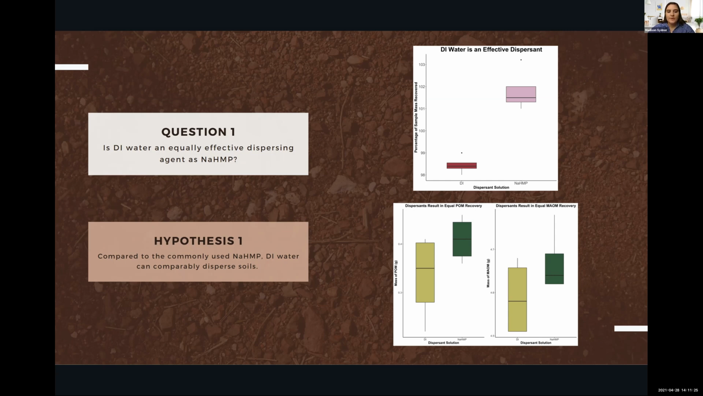And additionally, we see that sodium hexametaphosphate recovery was a little above 100%, around 101, 102. And this is because sodium hexametaphosphate holds on to water and thus accounts for this greater than 100% recovery. And this is another reason why we think DI water may be preferred to sodium hexametaphosphate in certain situations. And additionally, as shown in the bottom figure here, both DI and sodium hexametaphosphate result in equal recovery of each fraction. So here is our particulate organic matter recovery, and there are no statistically significant differences between these two recoveries. And this is our mineral associated organic matter recovery. There's also no statistically significant differences here on recovery.